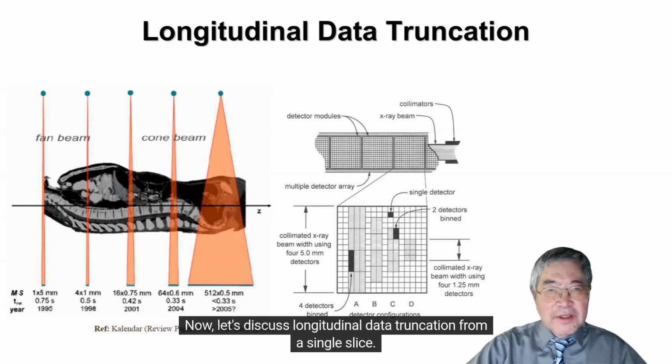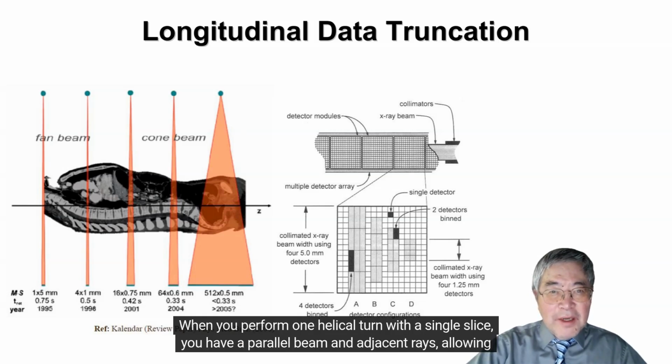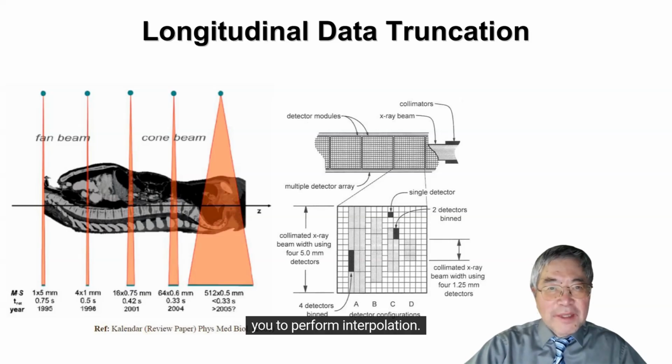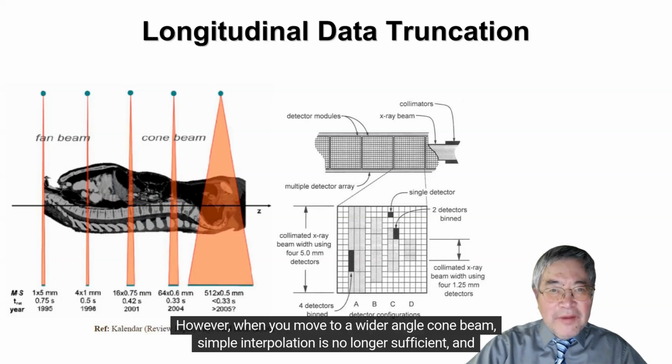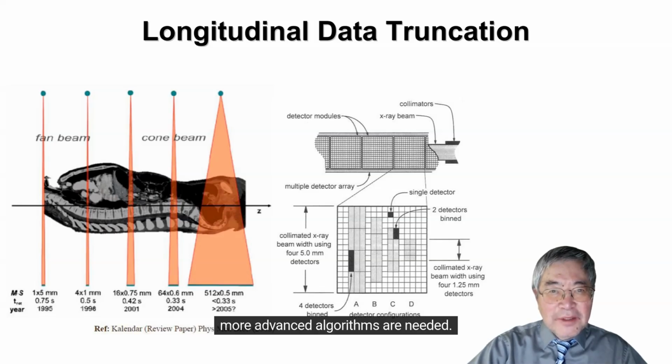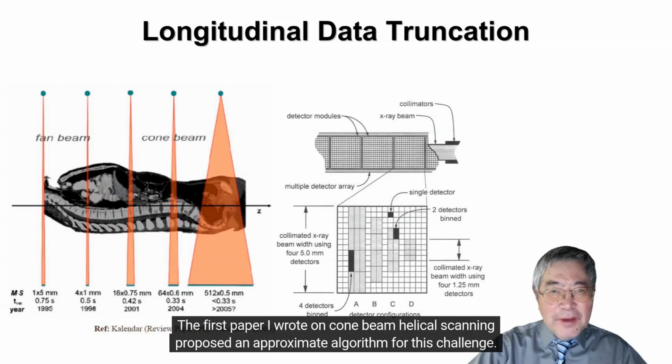Now let's discuss longitudinal data truncation from a single slice. When you perform one helical turn with a single slice, you have a parallel beam and adjacent rays, allowing you to perform interpolation. However, when you move to a wider angle cone beam, simple interpolation is no longer sufficient and more advanced algorithms are needed. The first paper I wrote on cone beam helical scanning proposed an approximate algorithm for this challenge.